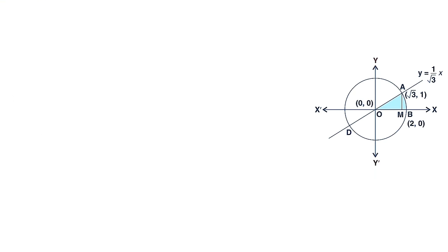Now we have got the shape like this, and the point of intersection as root 3 comma 1, and we have discussed before how we find the area of this shape. So the area of the shaded region OAB, first we will calculate.